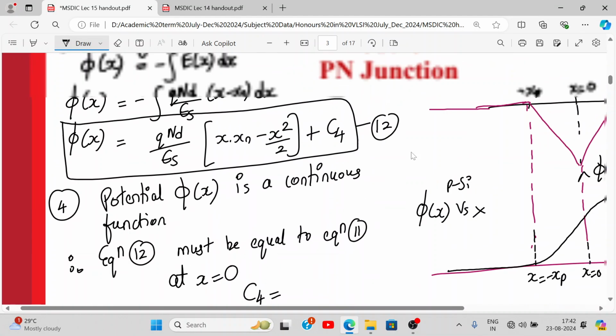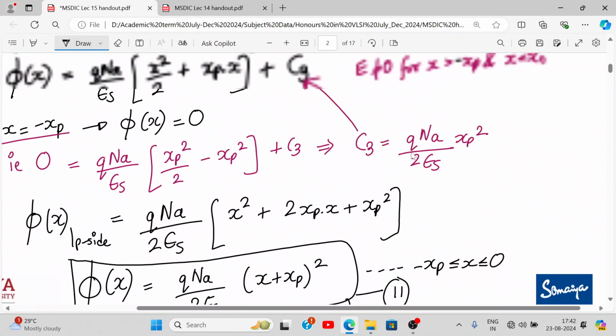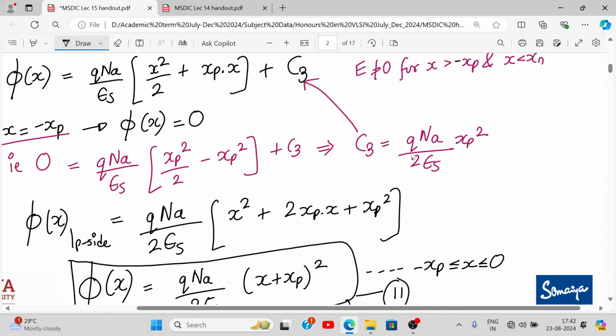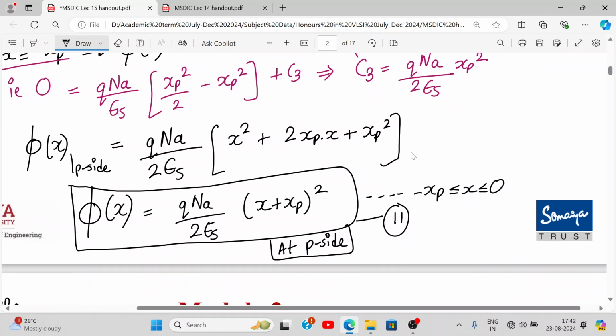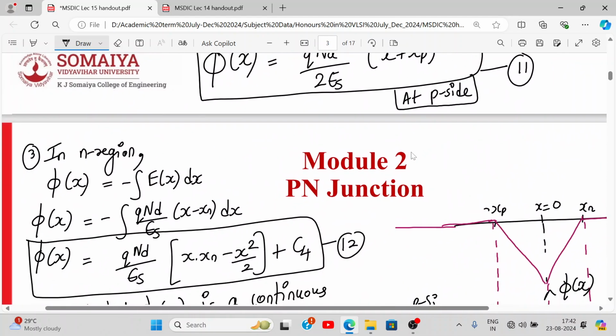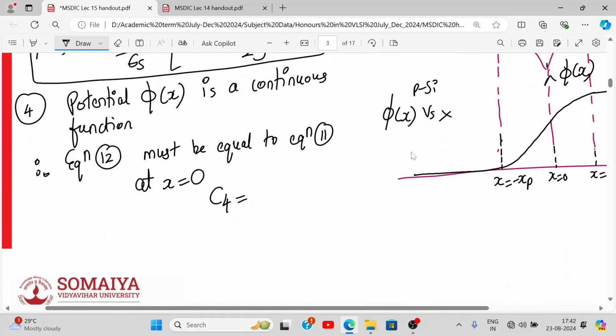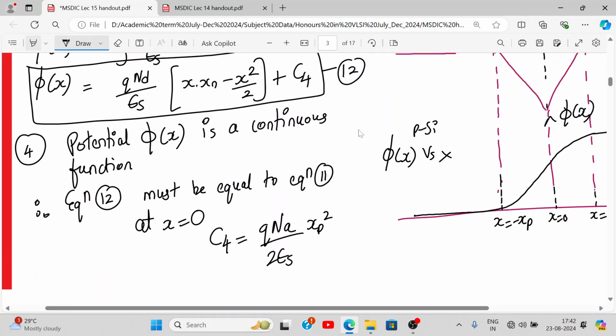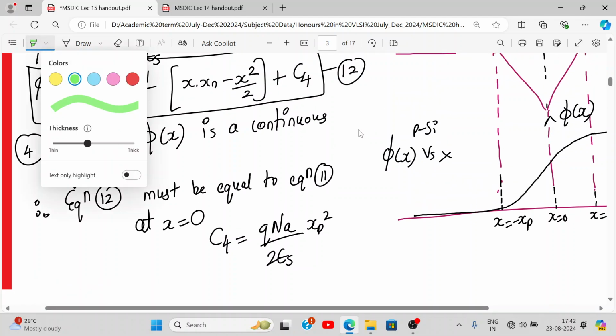What was C3 that we got? What we have got: QNA upon 2 epsilon s xp square. Are you understanding? Because it is continuous, whatever we have derived will be the same, because it is the same equation. So C4 will be QNA upon twice epsilon s xp square, right? Are you following or are you getting confused? This is a continuous function. That's why we are writing this.